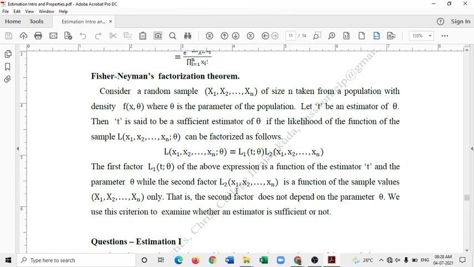So the first factor is a function of the parameter and the proposed estimator. The second factor is a function of x1, x2, etc., xn only. Then T is said to be a sufficient estimator of theta. We can examine the sufficiency property of an estimator using this Fisher-Neyman factorization theorem.